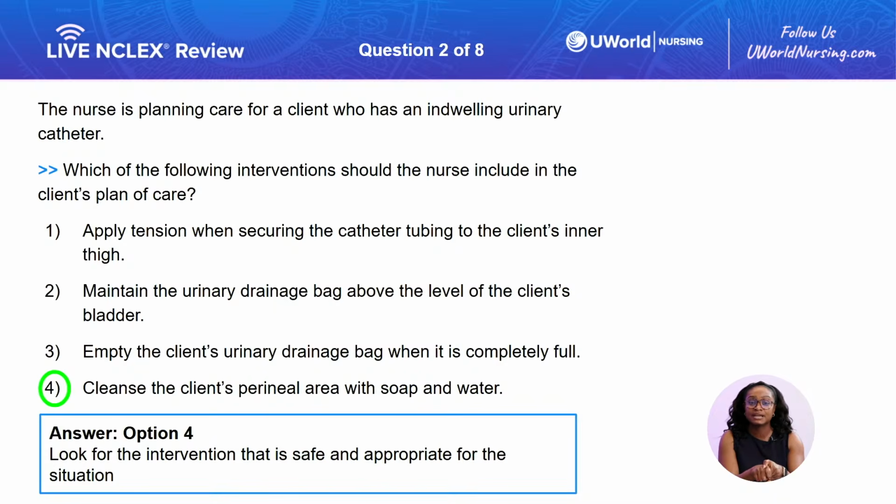And then option 3, empty the client's urinary drainage bag when it's completely full. When it's completely full, that is too late. One, it's probably going to be very, very heavy. But two, again, it can backtrack back into the client and cause an infection. So we always, best practice, encourage you to empty it when it's at least halfway full, sometimes even more or lower at one-third full, but never let it get completely full.